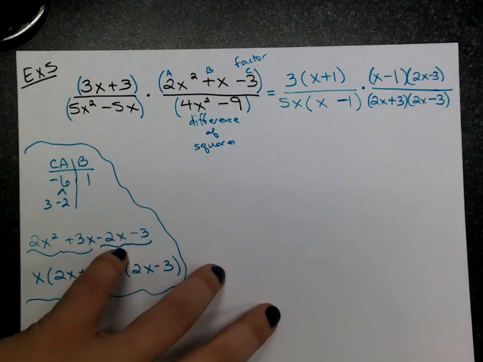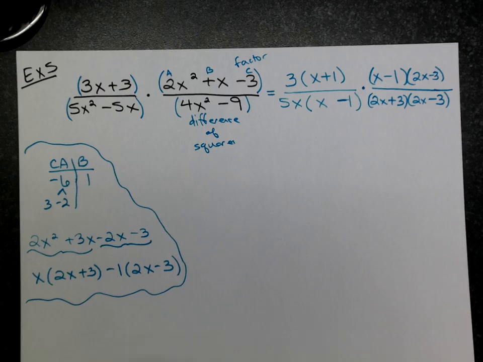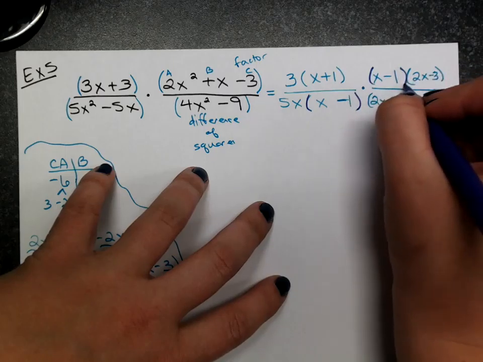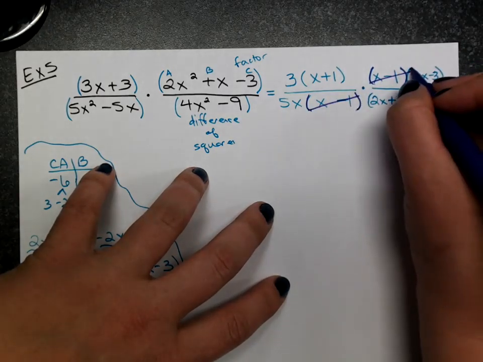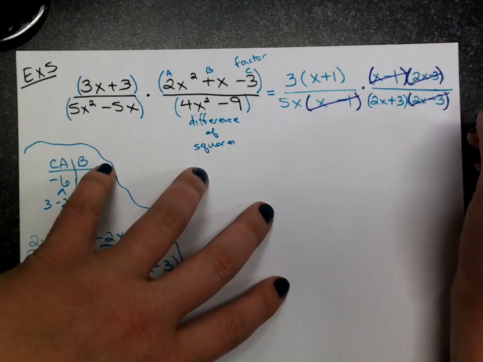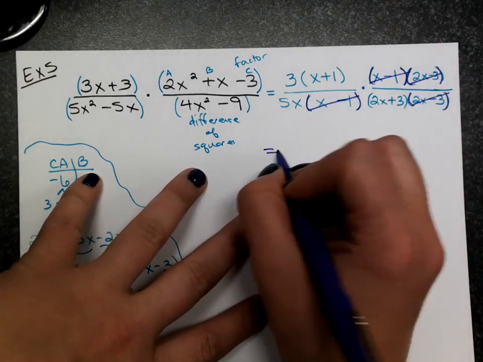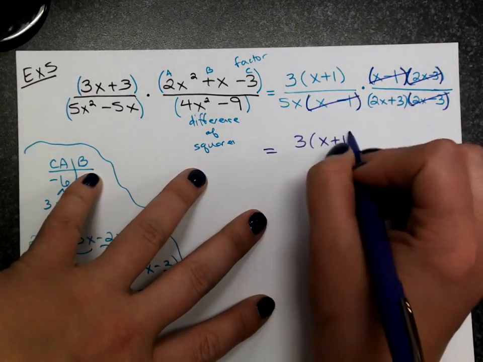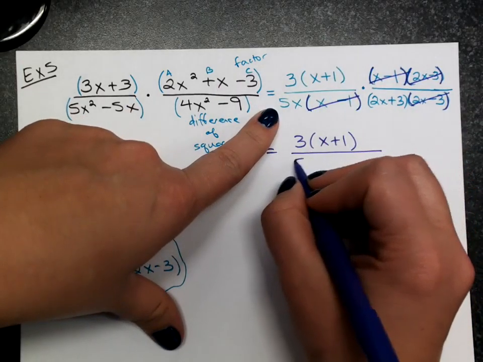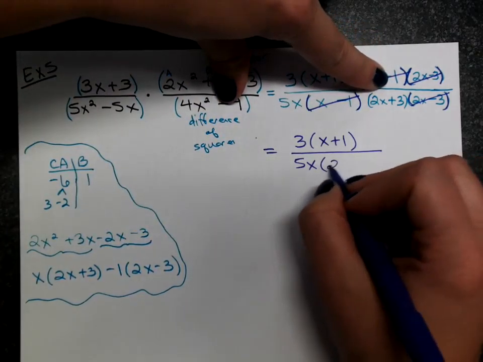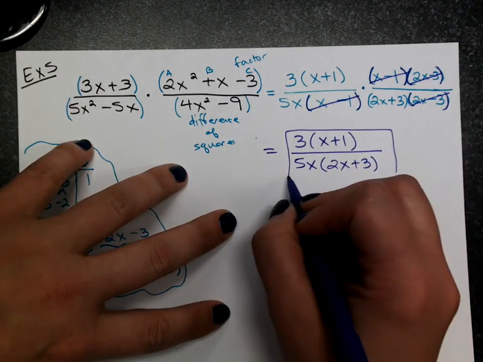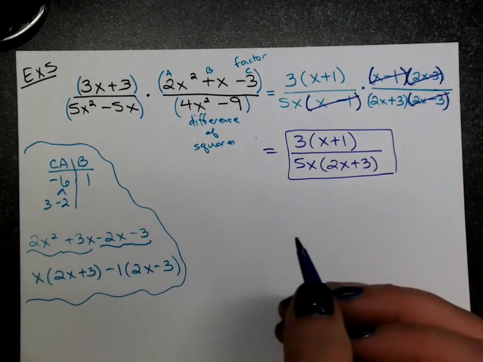From here, my favorite part, we get to cross stuff out. So let's see. We have an x minus 1 on the bottom here, and an x minus 1 on the top there. Gone. We have a 2x minus 3 on top, 2x minus 3 on the bottom. Gone. What else? I think that's it. So we're left with 3 times x plus 1 on top. There's no need to distribute it in, just leave it. On the bottom we have the 5x, and then over here the 2x plus 3. And I know that doesn't really look like an answer, but you're just going to stop there. Remember, we're not trying to solve these, we're just trying to simplify them.